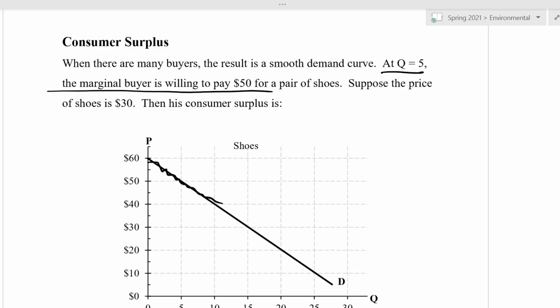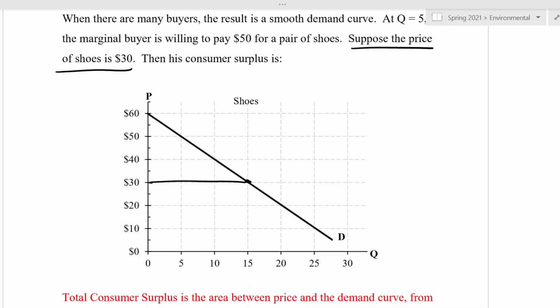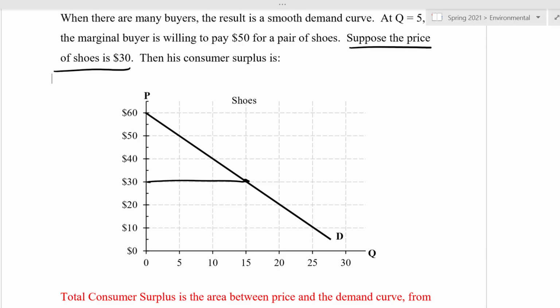We have loads of little different buyers. So somebody's jumping in at 50, somebody's jumping in at 30, and we're going to use this price of 30 to talk about what would be the total consumer surplus. What would be the total consumer surplus if the price is 30? Remember, consumer surplus is the area between the price and demand curve from 0 to Q. And so that is this area here, consumer surplus.